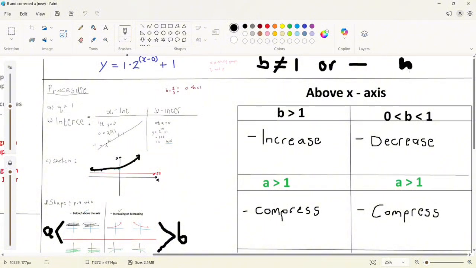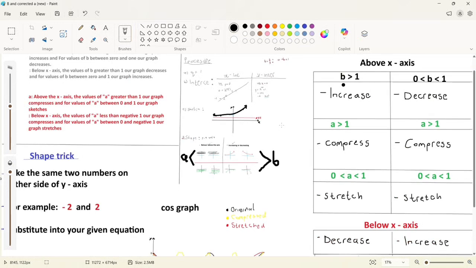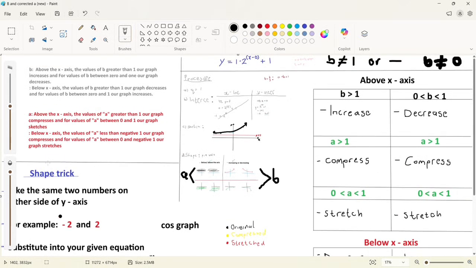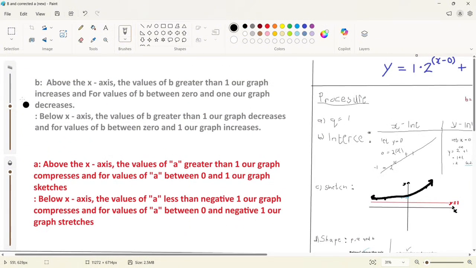Now, what does a do to your graph? I want you to consider these two conditions. First, when b is greater than 1, our function is increasing. And when b is between 0 and 1, a fraction, then our function is decreasing. Now this applies to everything.